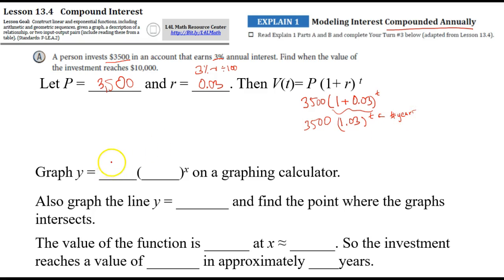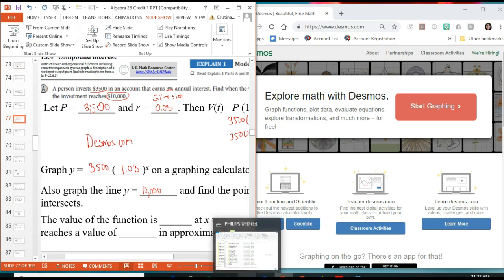So we're going to use our graphing calculator, our favorite, Desmos, to figure out at what point this investment that this person invested of $3,500 reaches the goal of $10,000. So let's take a moment to go ahead and open up your favorite, Desmos.com, and we are going to be using the graphing portion of this application.